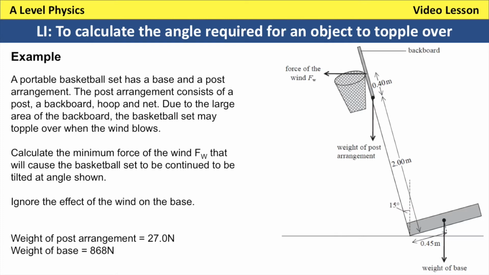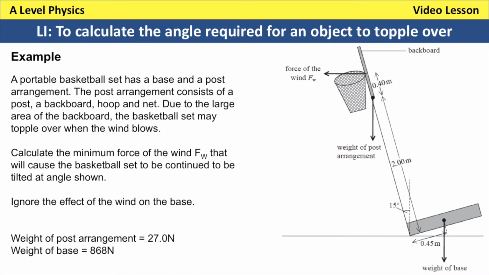Now we've been given quite a bit of data in the question. We've been told what the weight of the post arrangement is. It is 27 newtons. We've been told what the weight of the base is as well. It is 868 newtons. And then from there as well, you can see on the diagram that we've got multiple distances shown.